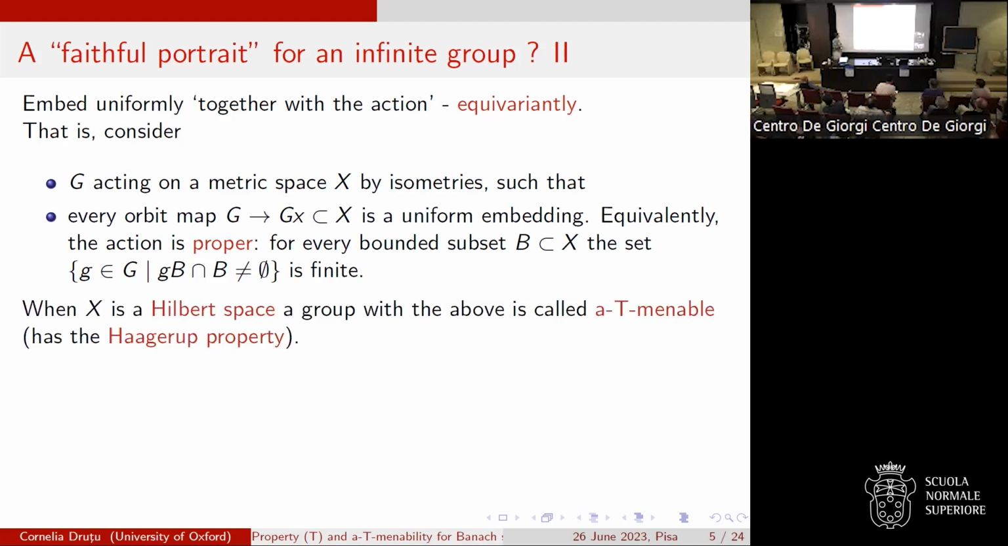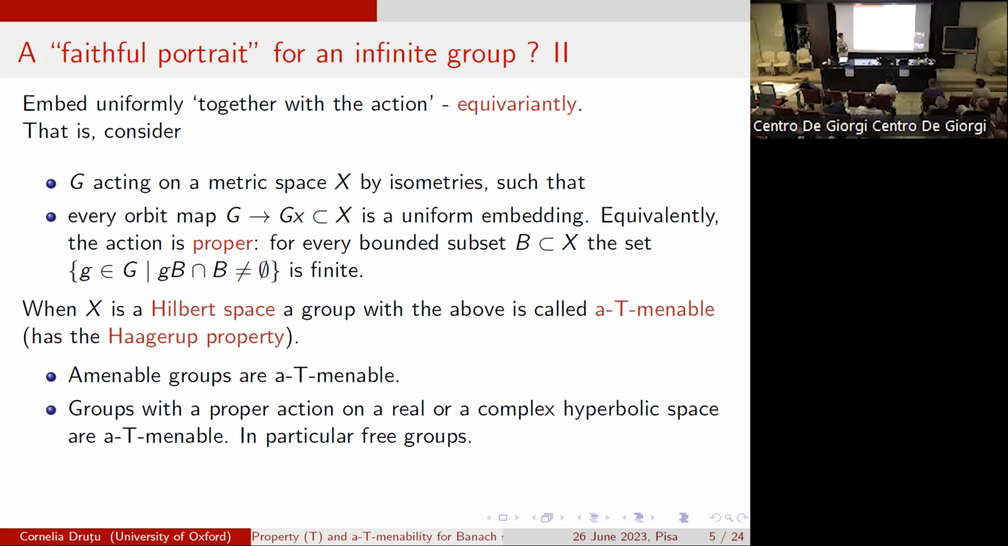And for Hilbert spaces, this property of groups is called either the Haagerup property or a-T-menability. So the Haagerup property was the initial terminology. Only it turns out that there are a lot of Haagerup properties. And the a-T-menability terminology was introduced by Gromov. And there are two reasons for that. One of them is that it is a generalization of amenability, of the amenability of von Neumann. So amenable groups are a-T-menable. But other examples are groups with proper actions on either real hyperbolic spaces or complex hyperbolic spaces. So these are all a-T-menable as well. And in particular, free groups are in this class.